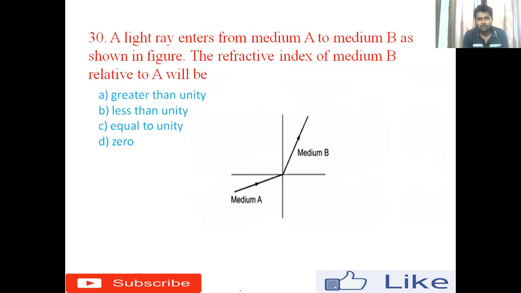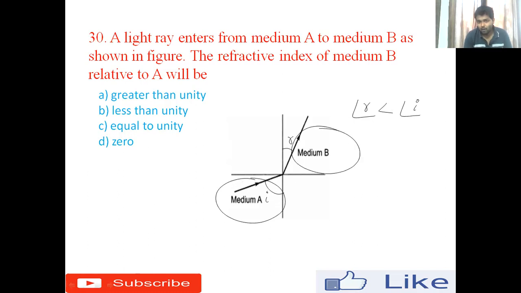30th question: a light ray enters from medium A to medium B as shown in the figure. The refractive index of medium B relative to A will be... Let me say that this is the air medium and this is the water medium. You can take any example. Let me say that this is the angle of incidence, and this is the angle of refraction. So basically, the angle of refraction is less than the angle of incidence. So obviously this is the rarer medium and this is the denser medium.